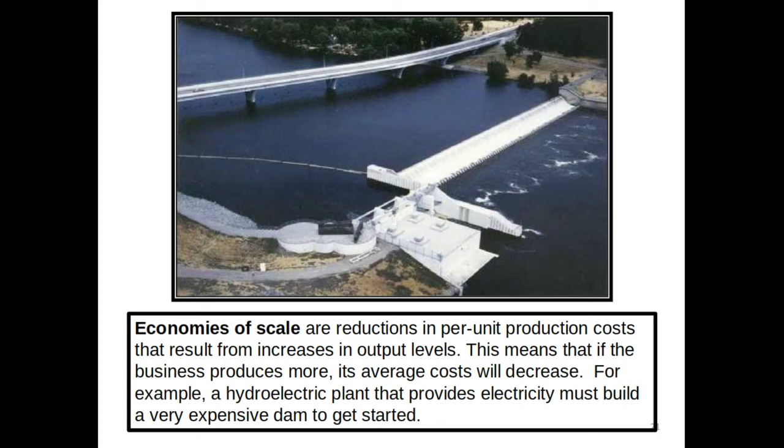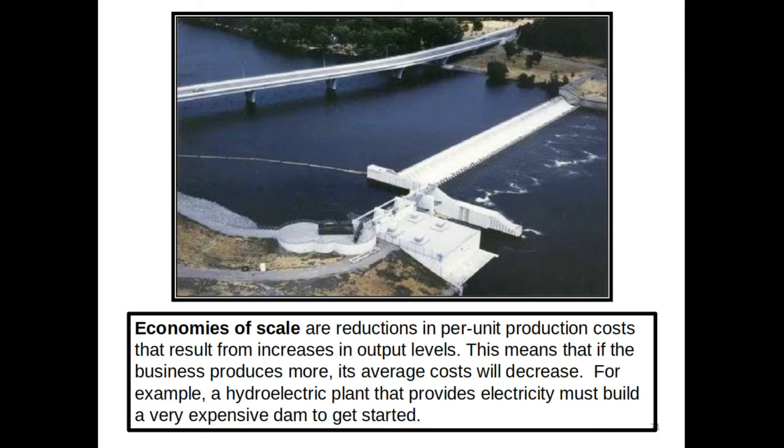Economies of scale are reductions in per unit production costs that result from increased output levels. This one was always hard for me to understand, but I tend to think of it this way. Right before you, you can see a picture of a dam, a hydroelectric dam. And this is the quintessential example of an economy of scale. How much do you think it costs to build a hydroelectric dam? Millions? Billions?